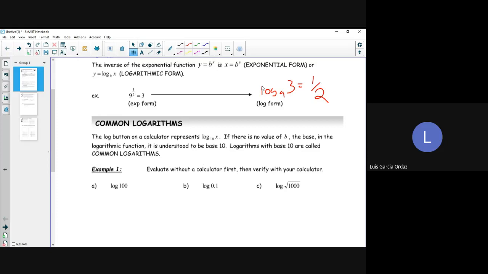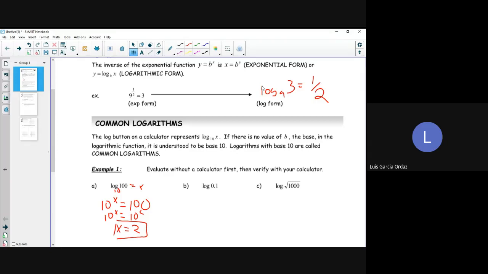So we want to evaluate these guys and then verify with our calculator. So remember, we have an x at the end, and we have a 10. If you were to write this in exponential form, we get 10 to the x is equal to 100. So what would our x value be in this case? Two. So 10 to the x is equal to 10 to the 2, which means x is equal to 2. So our answer here is 2.